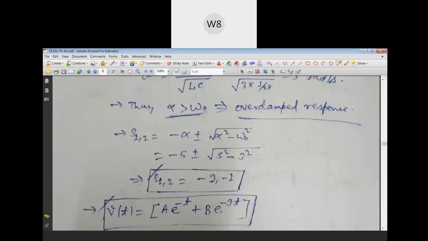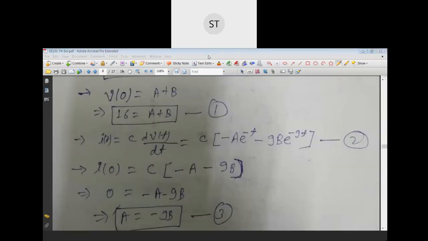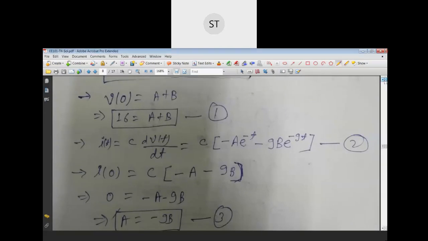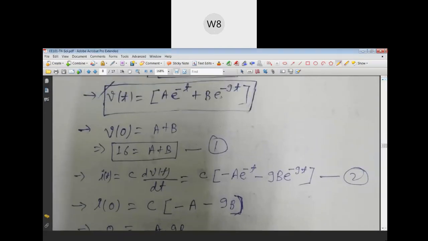So now we have two unknowns, a and b, to be determined. Once we know the values of a and b, the expression for the voltage across the capacitor will be known completely. So now, can you find out what the values of a and b will be? What I was pointing out is that we have these two unknowns, so we need two equations to solve for a and b.